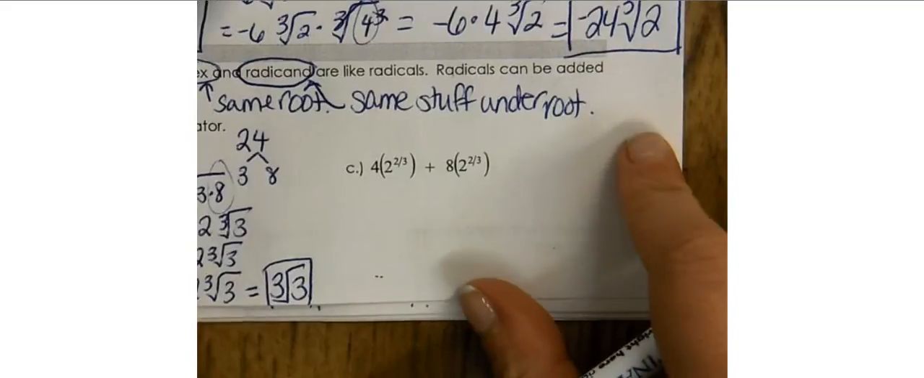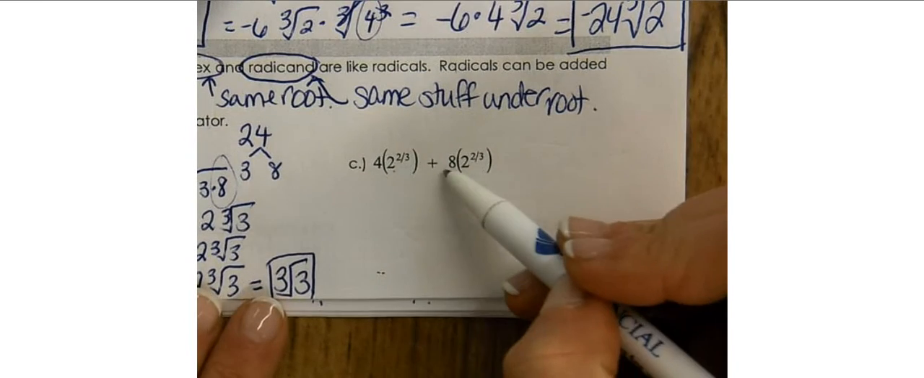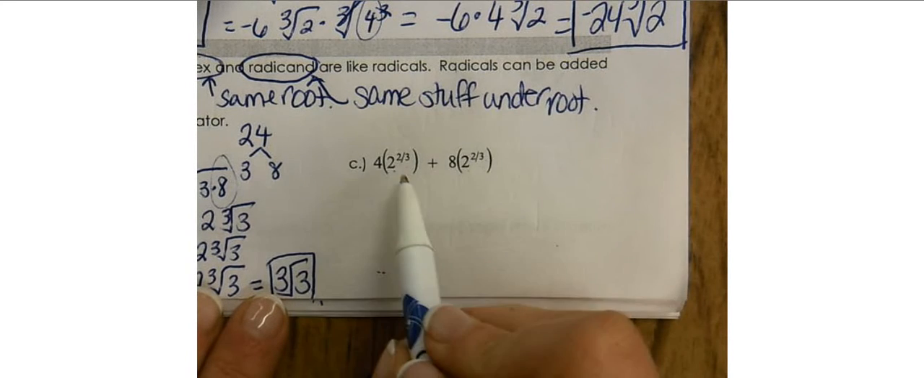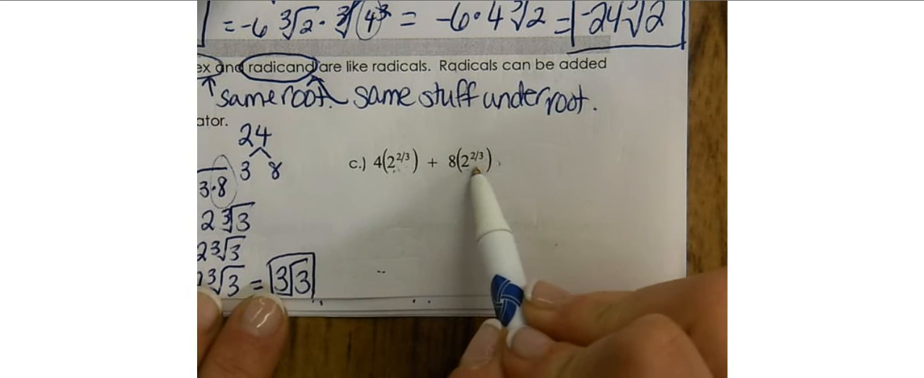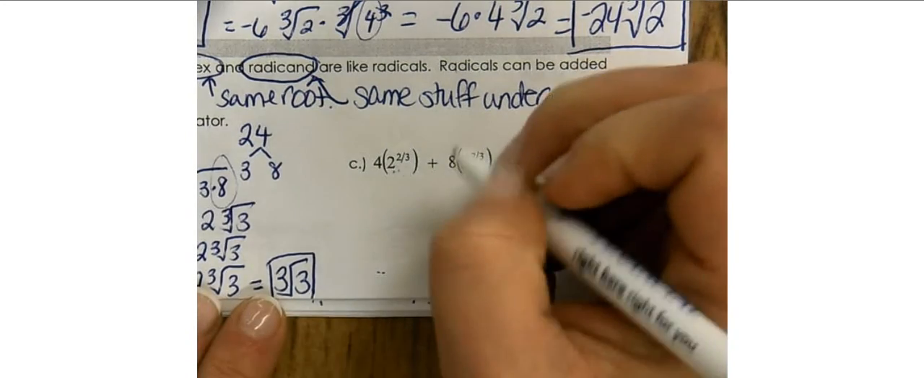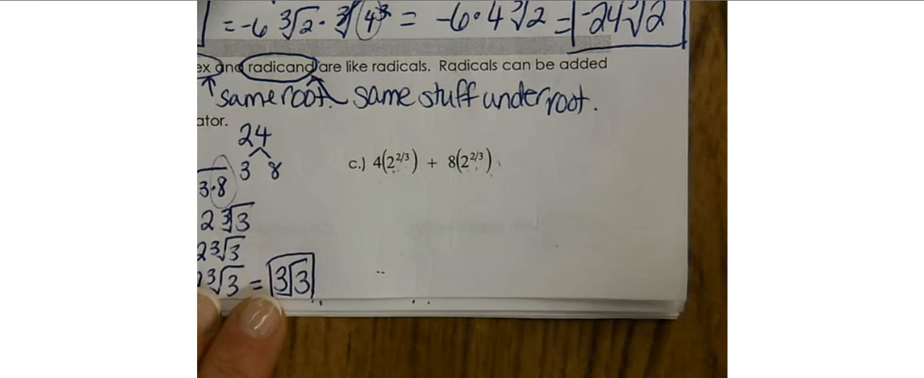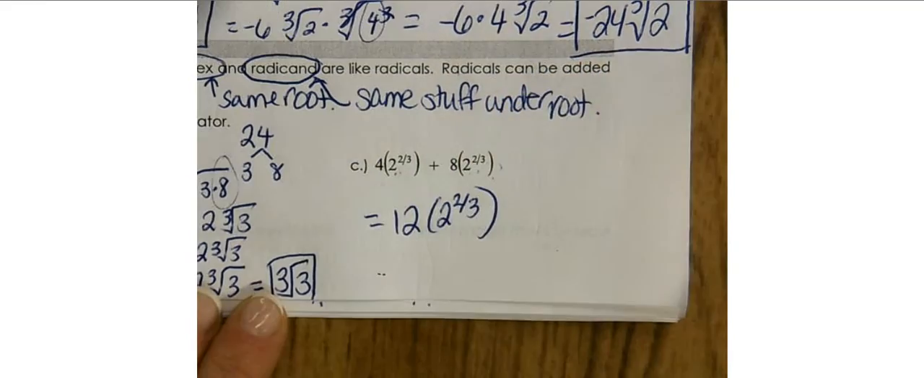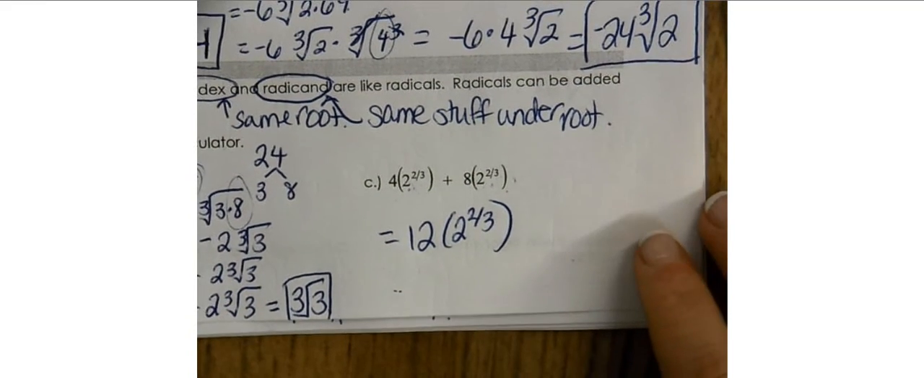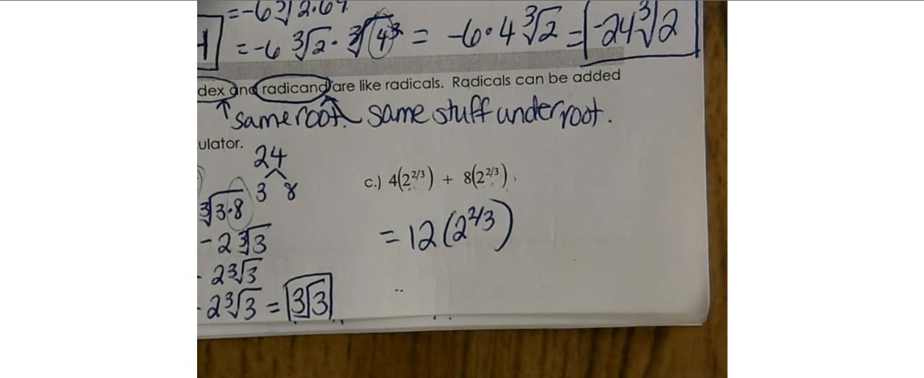And finally, for letter C, we have 2 to the 2/3 power and a 2 to the 2/3 power. Believe it or not, both of these are considered roots. This is like the cube root of 2 squared, and this is the cube root of 2 squared. So just like before, whenever you have two expressions that are like radicals, we would just simply add the numbers in front. So our answer is going to be 12 times 2 to the 2/3 power. There's nothing further for us to simplify, and if our problem starts off in fraction exponents, it'll end in fraction exponents. That is the end of this lesson.